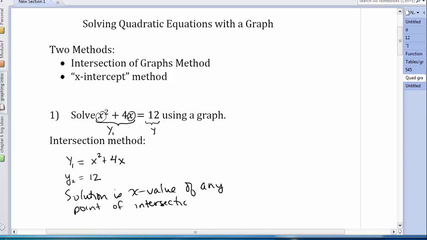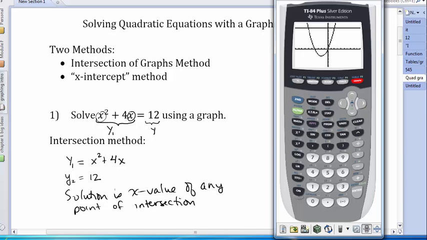And I can actually get my calculator to tell me what that is. So let me bring the calculator back. I'm going to use the intersect feature on my calculator. The intersect feature is underneath the calc menu, which is above trace. So I'm going to press second, trace, and that brings me into the calculate menu. And then I'm going to go down to intersect and press enter.